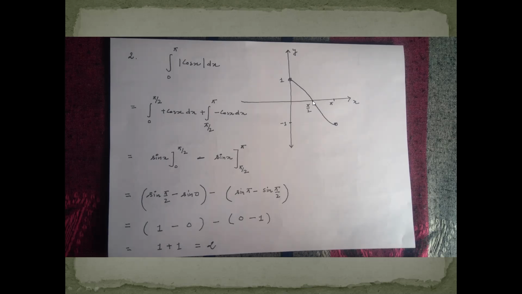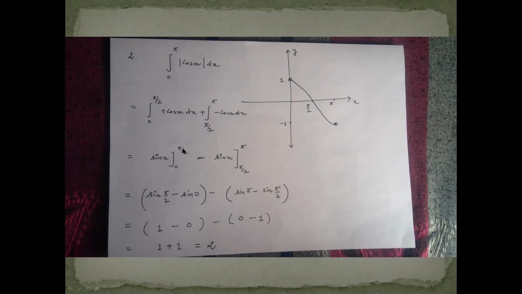But after pi by 2 to pi, the graph is below the x-axis, so this negative sign will be inserted here. Now, what is the integration of cosine of x, as studied in previous pages? So sine of x, lower limit is 0, upper limit is pi by 2. The minus sign is taken outside. And what is the integration of cos of x? This is sine of x. Again here the lower limit is pi upon 2, the upper limit is pi.